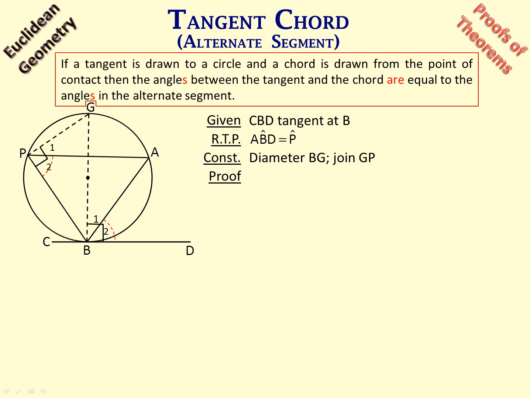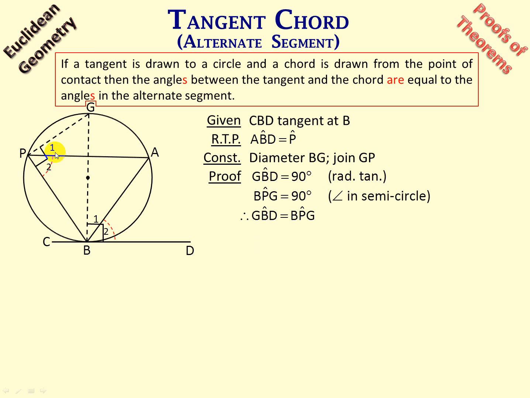So now our proof. GBD is 90 degrees. There we are. Reason: radius tangent. Radtan, we abbreviate for short. Then we have another 90 degrees there. So we have BPG equals 90 degrees. And the reason there: angle in semicircle. So we now have those two angles equal to one another.